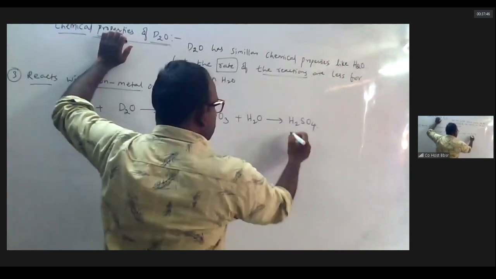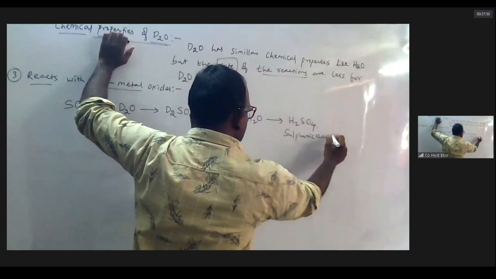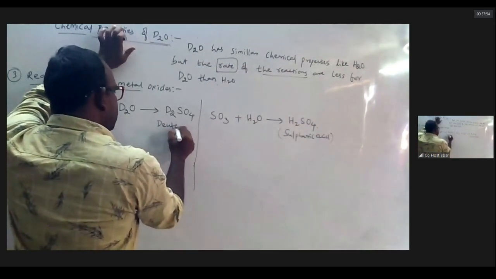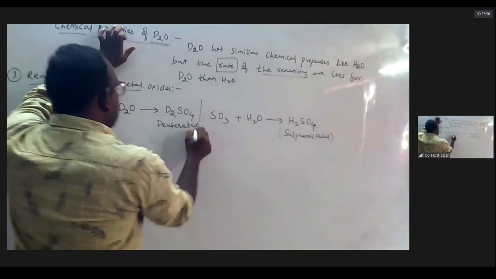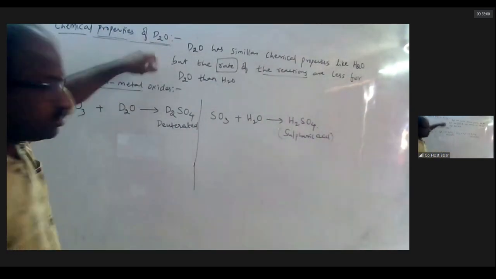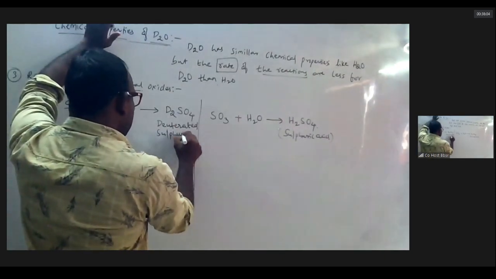H2SO4, सल्फ्यूरिक एसिड. इसका नाम क्या है? ड्यूटरेटेड. यहाँ पर ड्यूटरेटेड वाटर बोल रहे कि नहीं? ड्यूटरेटेड वाटर है ना? देखो, दिस इज ड्यूटरेटेड सल्फ्यूरिक एसिड.